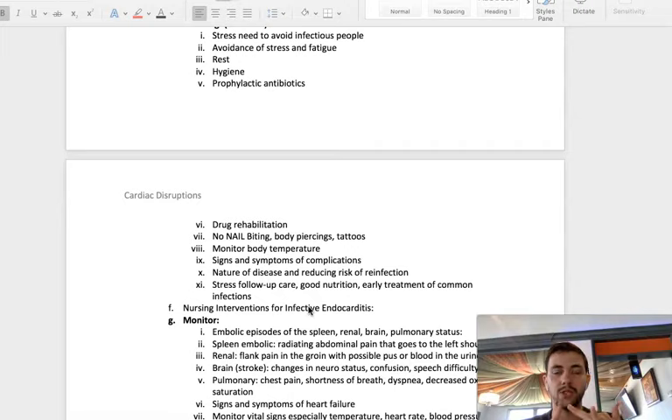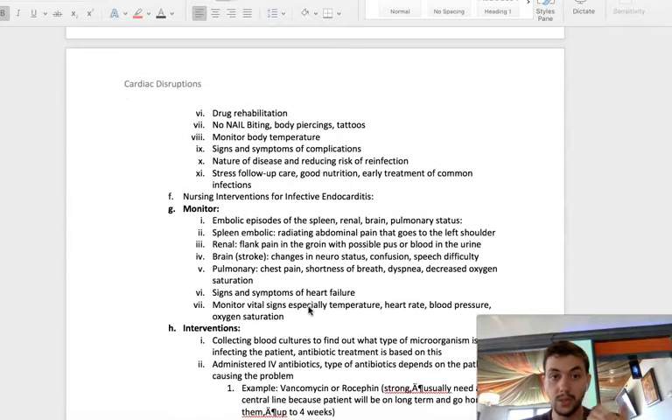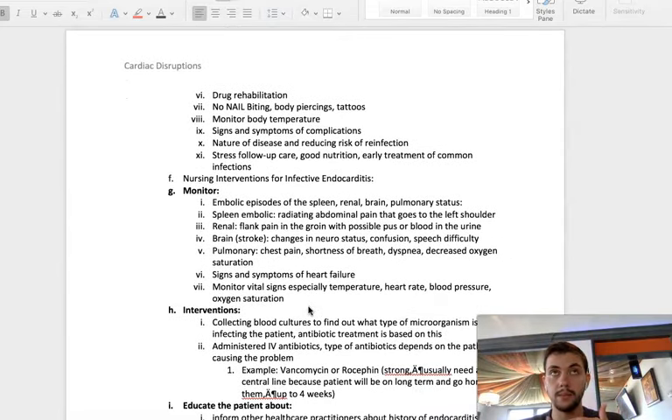Some teaching: you stress the need to avoid infectious people. You want to avoid any stress and fatigue. You want rest, hygiene, and you want to make sure you take your antibiotics. No nail biting, body piercing, or tattoos, because these raise the chance of getting infections. Monitor the signs and symptoms after you start the treatment.